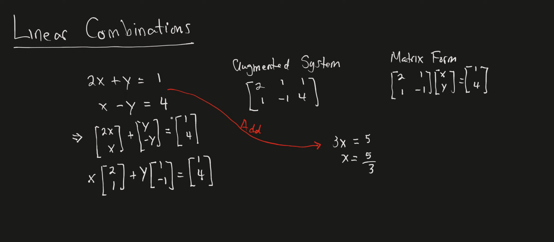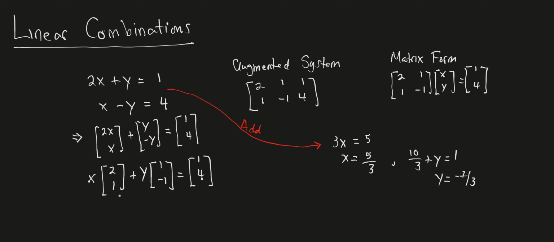And then plugging my x equals 5/3 back, let's say we plug it into the top equation. So then I will have 10/3 plus y is equal to 1. And then my y will be negative 7/3. Right? So let's actually test it now and see if this vector form, and we're going to write this down in a second, is satisfied using these scalars.